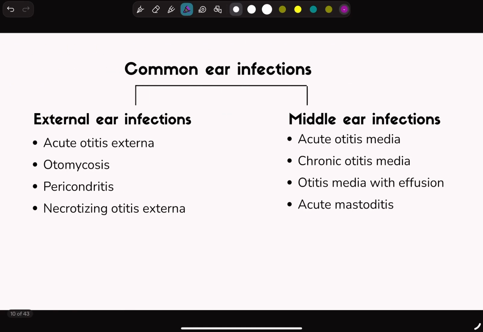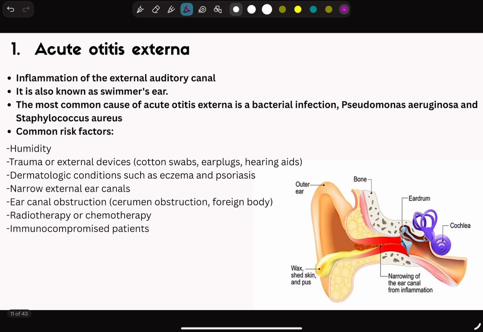All right, let's dive deep into the ear infections. So I divided them into the external infections and the middle ear infections. So we'll be talking about the common ones as well as the serious ones. So firstly, acute otitis externa.